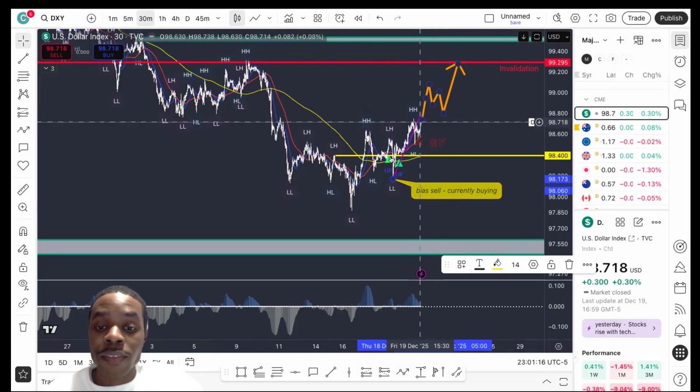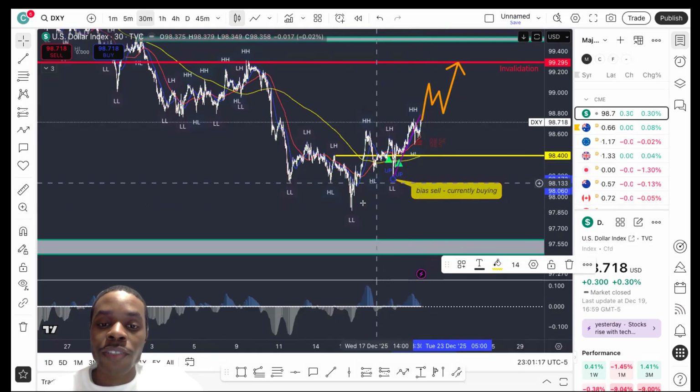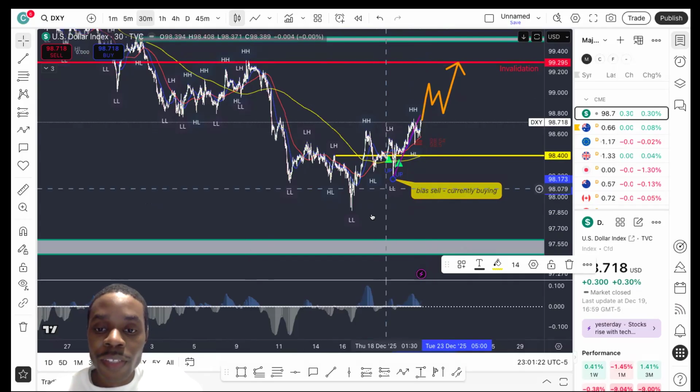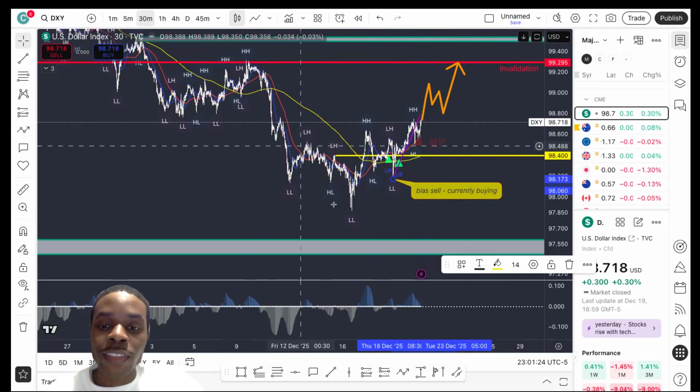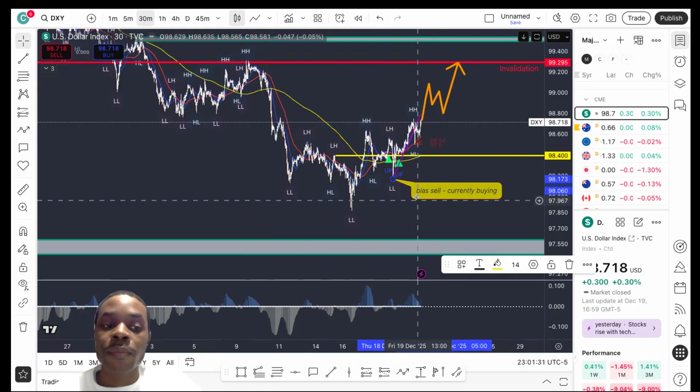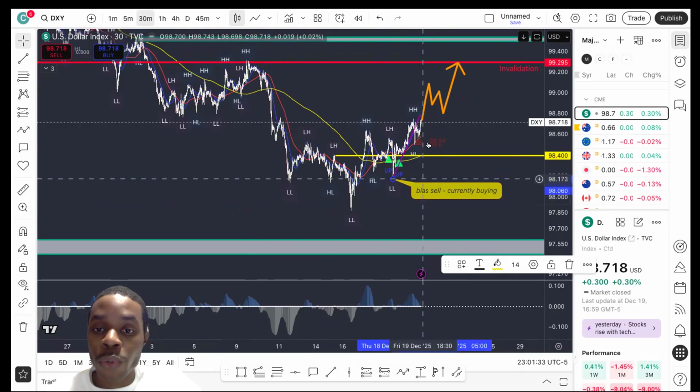So starting off with the DXY, what I see right now is that the market is currently buying. How do I see that? Looking at this trend compared to the previous trend, this tells me that this is a correction. So overall they're selling, but as of right now it is buying, and because the market is buying right now, that's the direction that I'll be looking for.